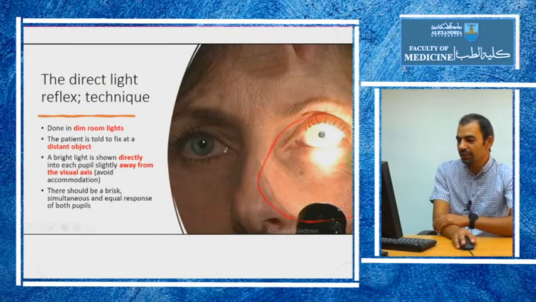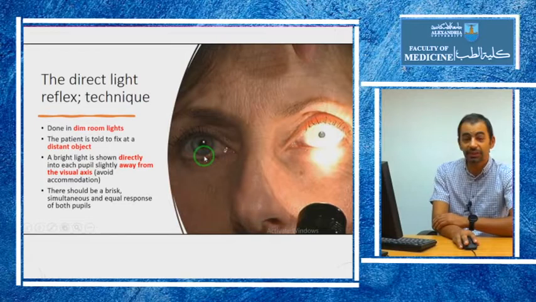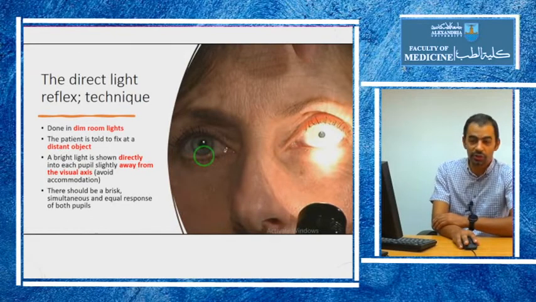As we mentioned, this eye will respond directly by having a miosis, the direct light reflex, and that eye, even if the light is not shown on it, will constrict consensually.